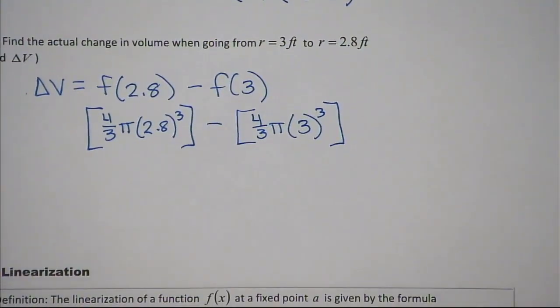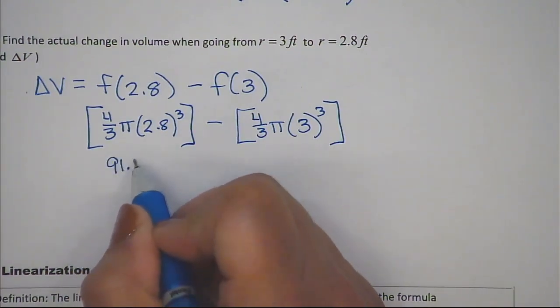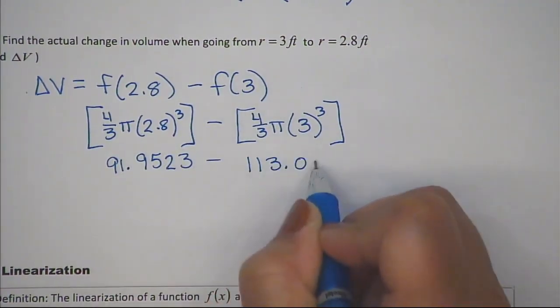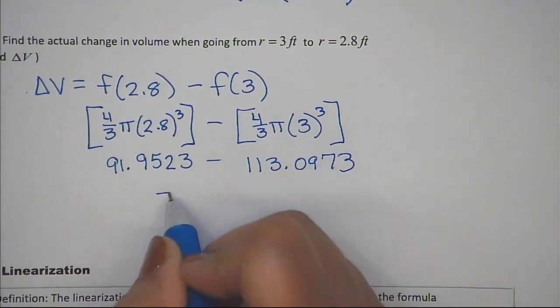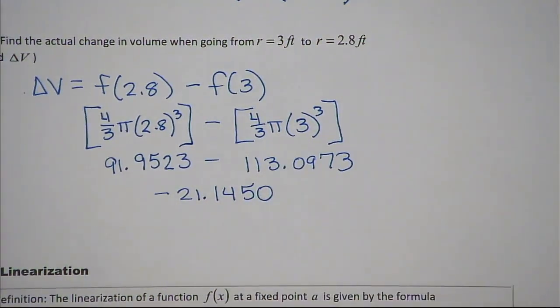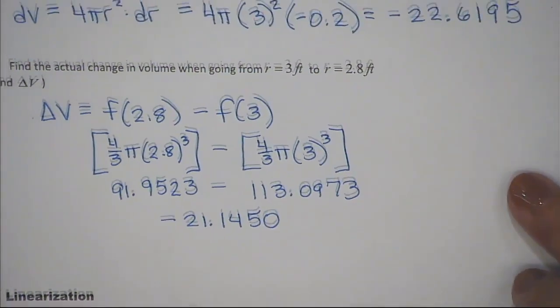So the deltas are the easy ones. You're just plugging the numbers into the original function. Little d's are the derivative stuff. Just be careful as you compute these in your calculator. It's always easy to make little careless mistakes. I got negative 21.1450, so make sure that's what you're getting.